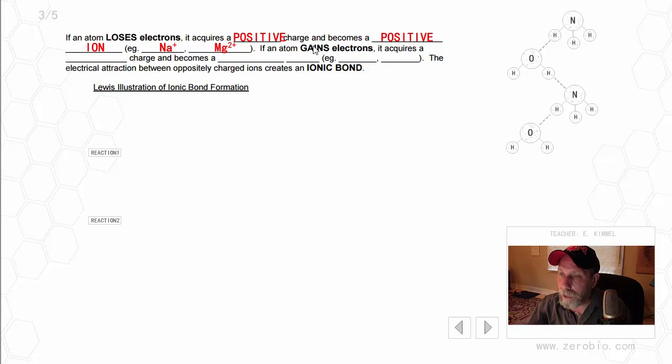If, on the other hand, an atom gains electrons, it gets a negative charge and becomes a negative ion, or an anion, if you've heard those words. So if you gain electrons, you become negative. If you gain one electron, like chlorine, you become a chloride ion. There's a minus sign right there. If you gain two electrons, like a neutral oxygen gaining two, you would get a 2 minus charge, or a -2 charge, however you want to put that.